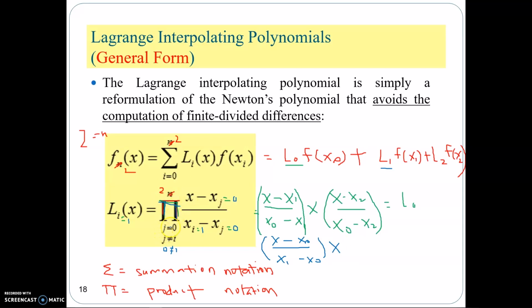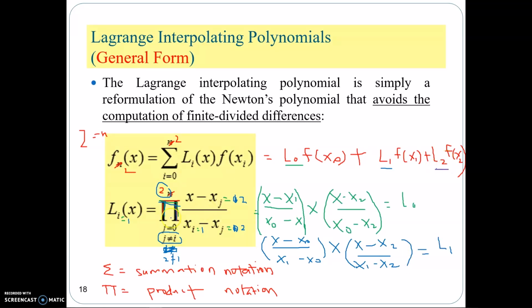So the next index is j equal to 1. So in this case, when you check, 1 is equal to 1 here. So you cannot proceed because this condition isn't satisfied. So you need to move to the next index, which is j equal to 2, which is the last index. So when your j is equal to 2, you check that it is not equal to i. Therefore, this condition is met, and you can continue to replace the j with 2. So this is the next term. So you obtain x minus x2 divided by x1 minus x2. So this is your L1.